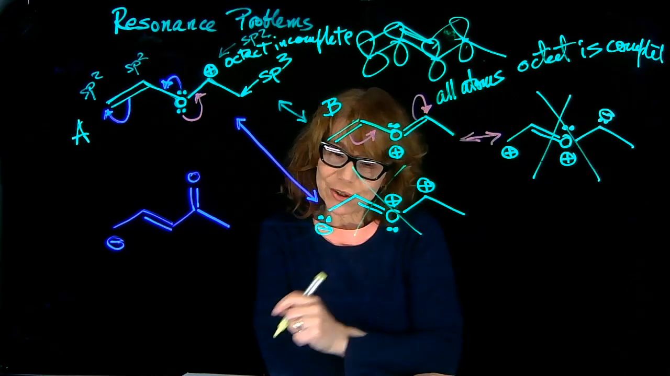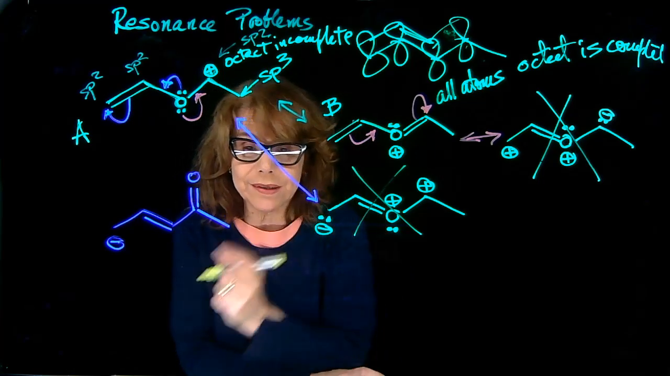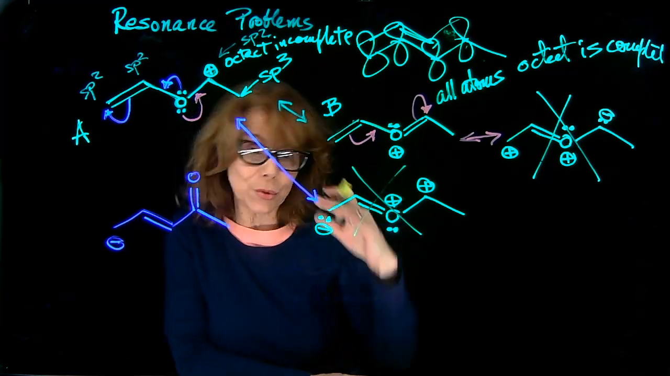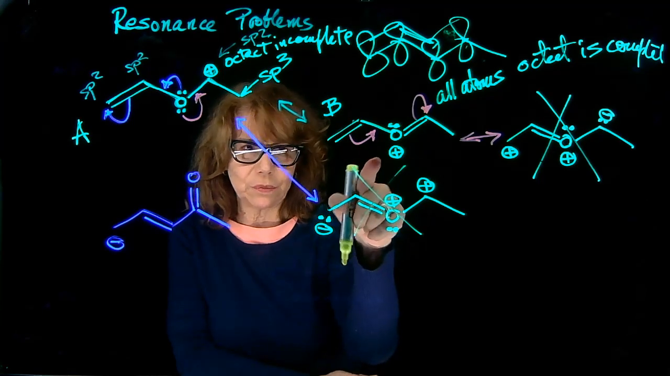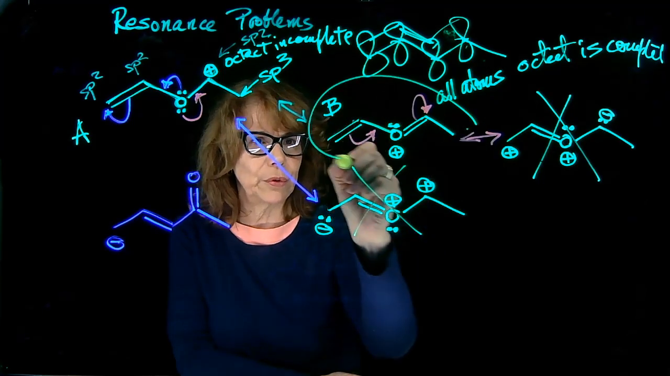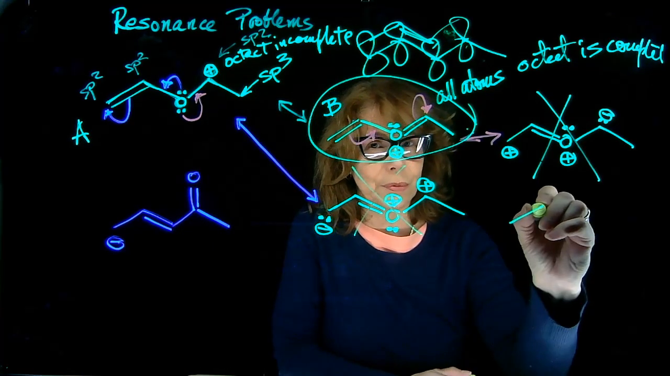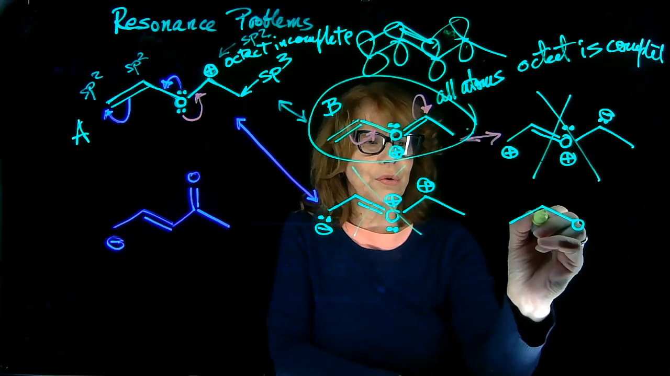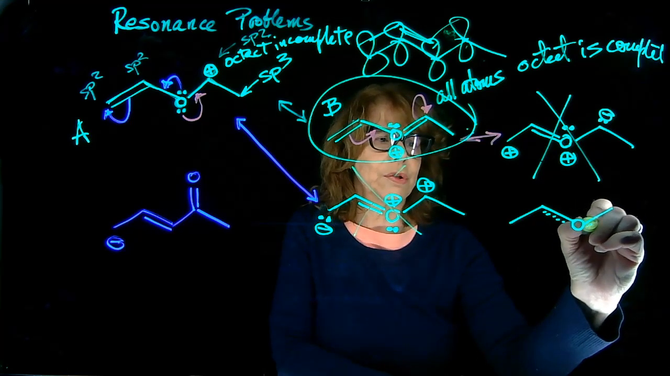It's actually the structure that contributes the most, despite having a positive charge on an oxygen. So the criterion of the octet supersedes everything else. Because the octet is complete, that's the structure that contributes more to the hybrid. So if you were to draw the hybrid, it would be closer to that. So you can have this, and yes, partial here.